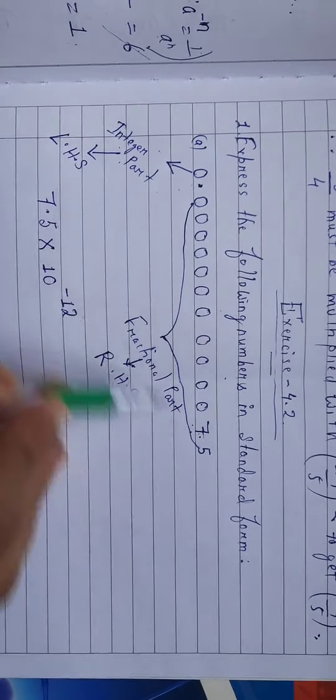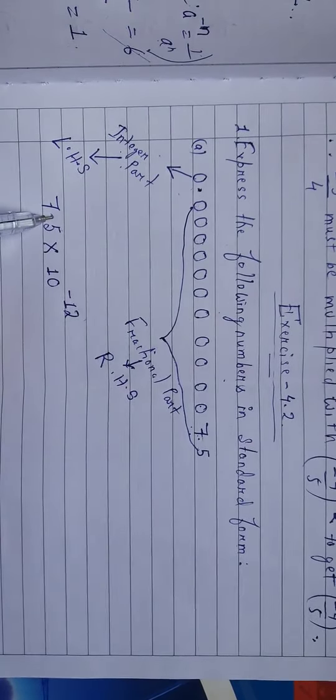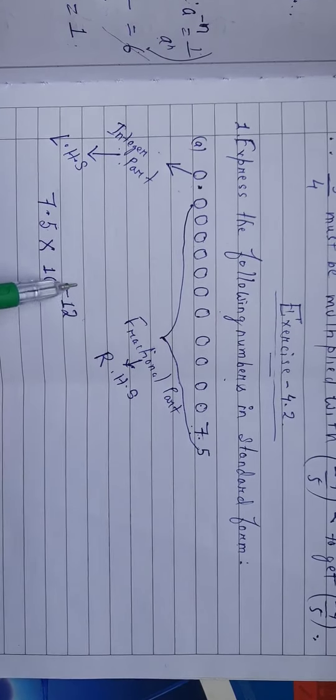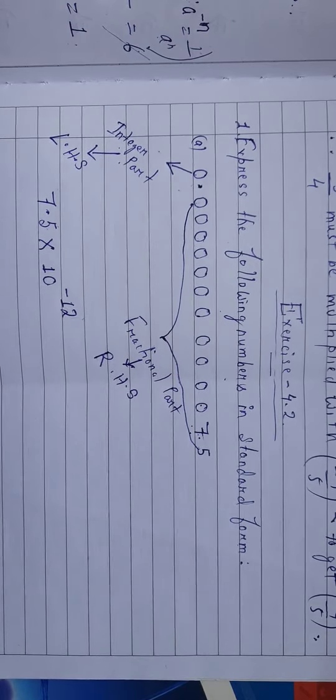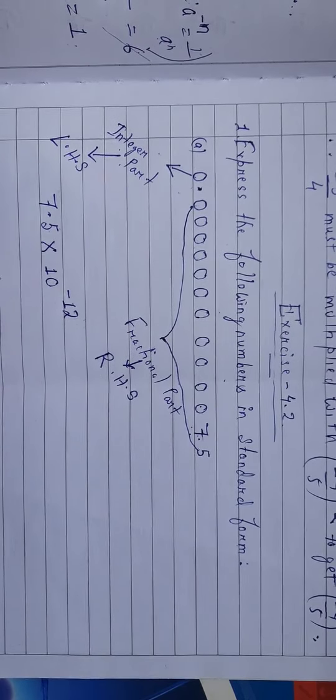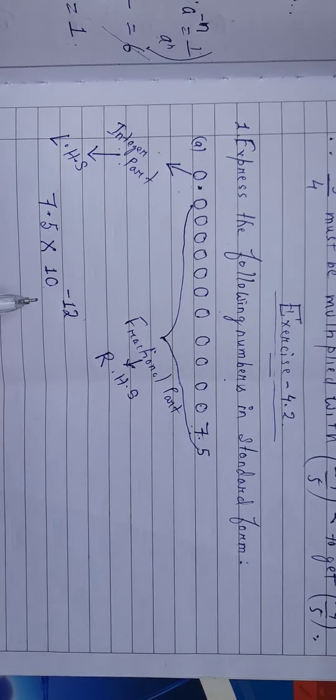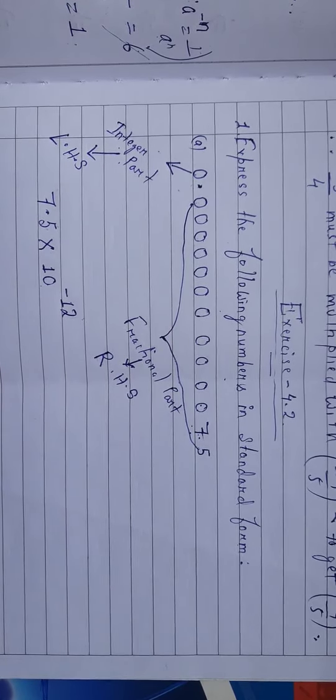7.5. So we have shifted our decimal point after 12 digits. So it is 7.5 into 10 to the power minus 12. This is how we convert into the standard form. Let us see the next question.